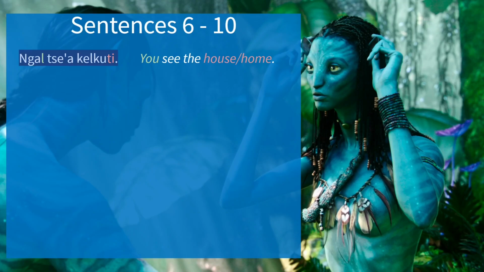Ngal ca gelkuti. You see the house or the home. Again, L ending on the nga because you are the one seeing. T ending on the gelku because the gelku, the house, home, is the thing being seen.